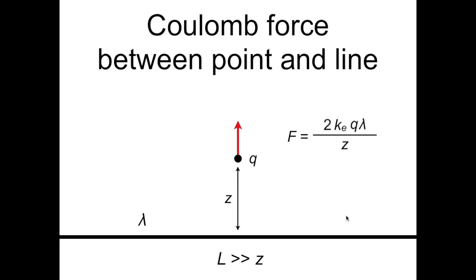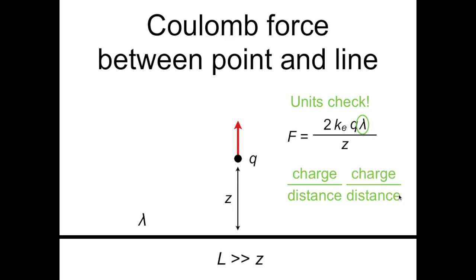Okay, one more thing. Let's check our units. We know that Coulomb's law says a force should be k times a charge times another charge, making that charge squared in the numerator, over a distance squared. So q is a charge, and z is a distance in the denominator, and lambda is a charge density, or charge per unit distance. So combining these units gives us charge squared over distance squared. Multiply that by k, and 2 is a constant that doesn't have any units, and sure enough this gives us a force, so the units check out.